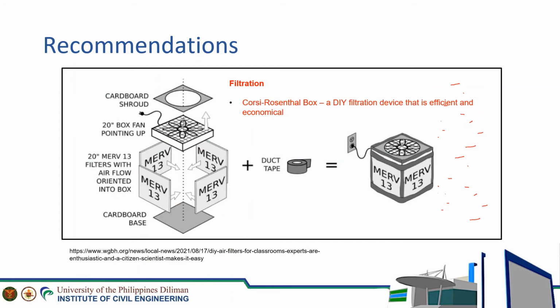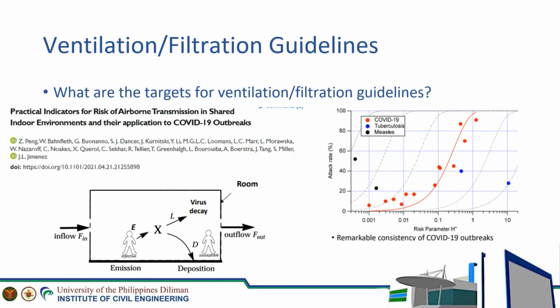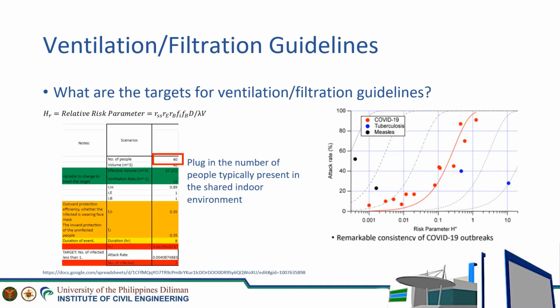An economical and efficient one is a horizontal box. Horizontal boxes facilitate filtration and upwelling of aerosols to the upper room. The targets can be determined using the empirical study by Peng and Jimenez, and pertain to ventilation and filtration. And here are the instructions.